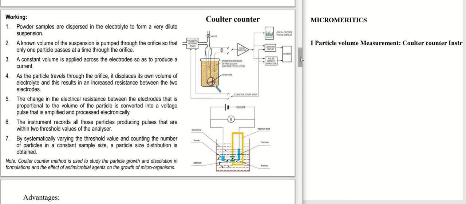This is the working diagram of the Coulter counter, where we see the two electrodes, one electrode and the second electrode. This second electrode is placed in a glass tube. At the bottom of the glass tube we see an orifice, which is magnified here. These electrodes are connected to a pulse amplifier. Now let us discuss how this actually works.